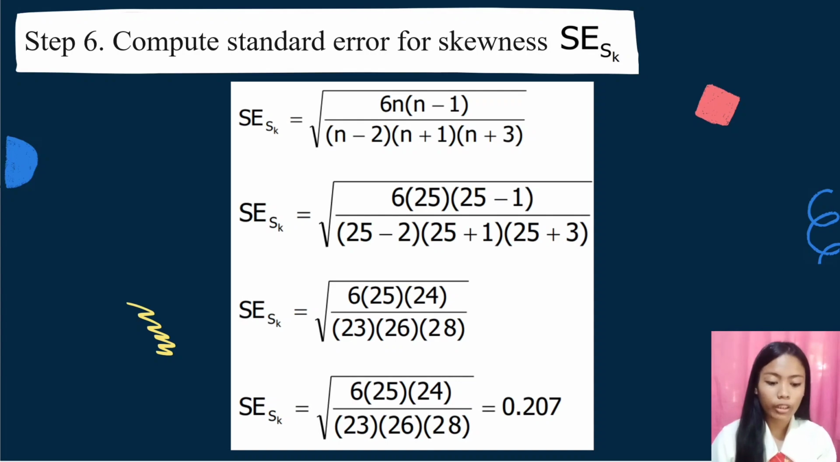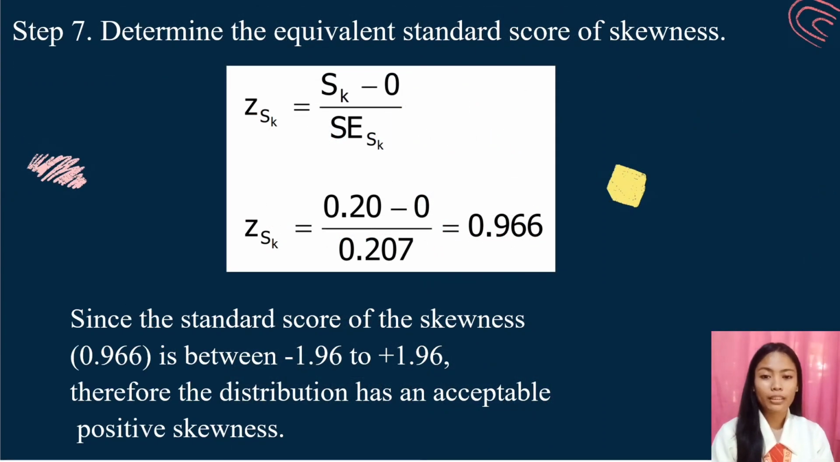Standard error of skewness is equal to 0.207. Therefore, the standard error of our skewness is 0.207. Step number 7. Determine the equivalent standard score of skewness. Z-score of skewness is equal to skewness minus 0 divided by standard error of skewness. Z-score is equal to 0.20 minus 0 divided by 0.207, which is equal to 0.9666.